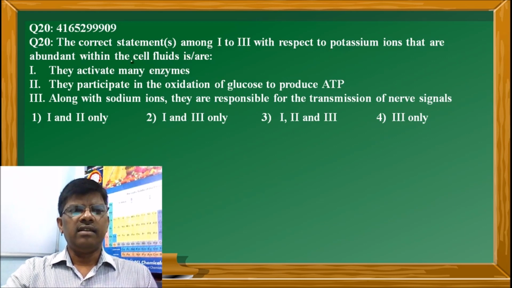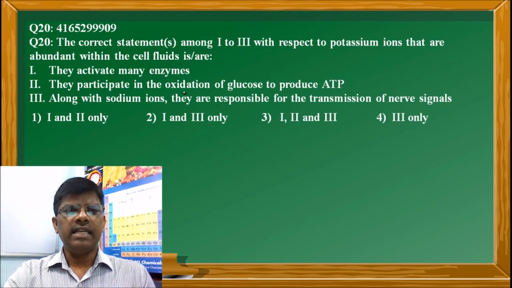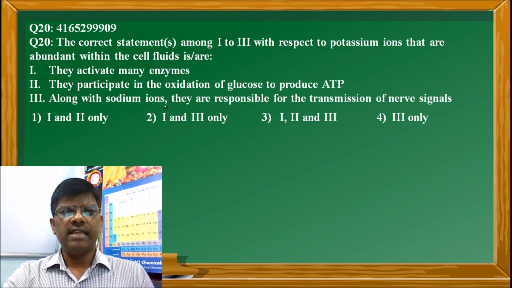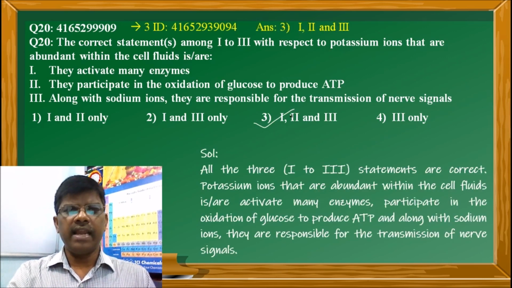Next, question number 20. The correct statements among 1, 2, 3 with respect to potassium ions that are abundant within the cell fluids. They have given three statements. Statement 1: They activate many enzymes. Yes friends, potassium will activate many enzymes. Statement 2: They participate in the oxidation of glucose to produce ATP. Yes, this is also a correct statement. Statement 3: Along with sodium ions, they are responsible for the transmission of nerve signals. Yes friends, this statement also is correct. So the option saying all of statements 1 to 3 are correct, option number 3, is the correct option, friends.